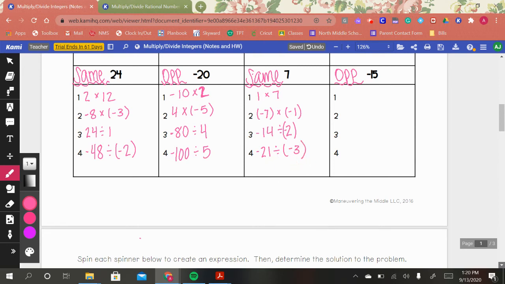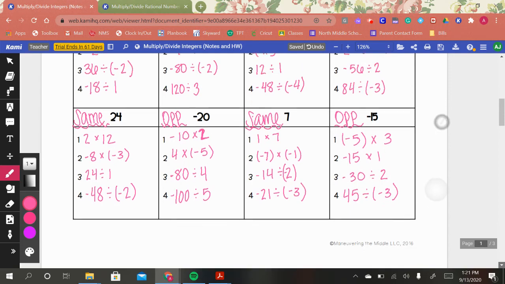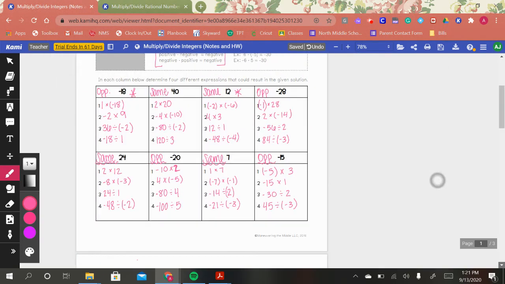All right, negative 15, we could have negative 5 times positive 3. And then we could have negative 15 times 1. Those are the only factors for 15. All right, negative 30 divided by 2, because they have to be opposite signs. And then we could also say 45 divided by negative 3 will give me an answer of negative 15. Again, guys, these 6 problems in this table are just meant to give you a little extra practice so that you get in the habit of same sign positive, opposite signs negative.